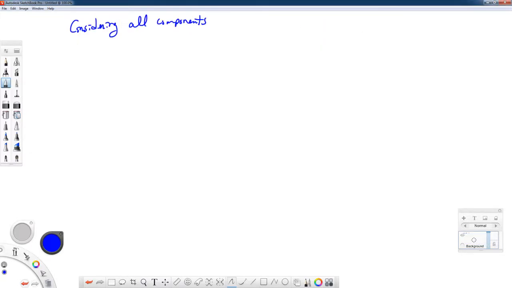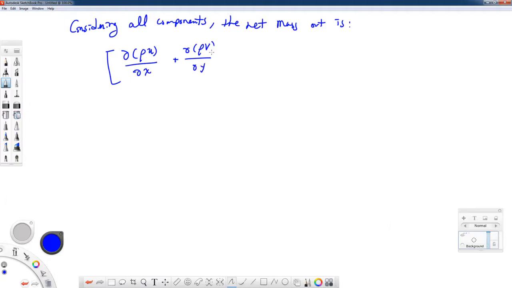So we have things going in, things going out. Things going out may be different than the things going in. But if we consider all the components on all the faces, then we end up with the net mass out will be these rate of change terms. So rho u with respect to x, partial derivative there, partial derivative of rho v, remember that's the y velocity component, with respect to y, and then the partial derivative of rho w with respect to z.